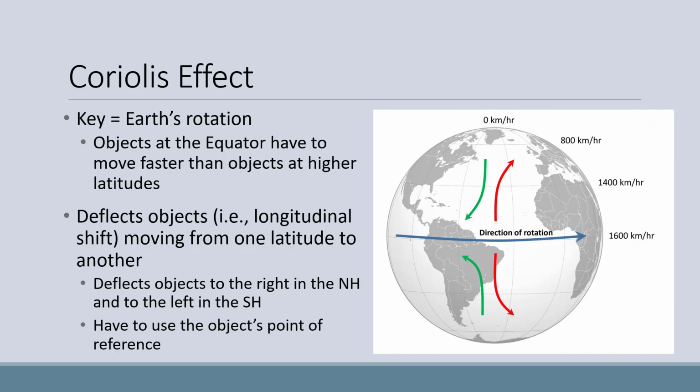Let's look at the northern hemisphere first. The red arrow is deflected to the right as the object is traveling to higher latitudes, and the green arrow is also deflected to the right when it is traveling to lower latitudes. Again, you have to use the object's point of reference. You can see that in the southern hemisphere, both objects are deflected to the left.